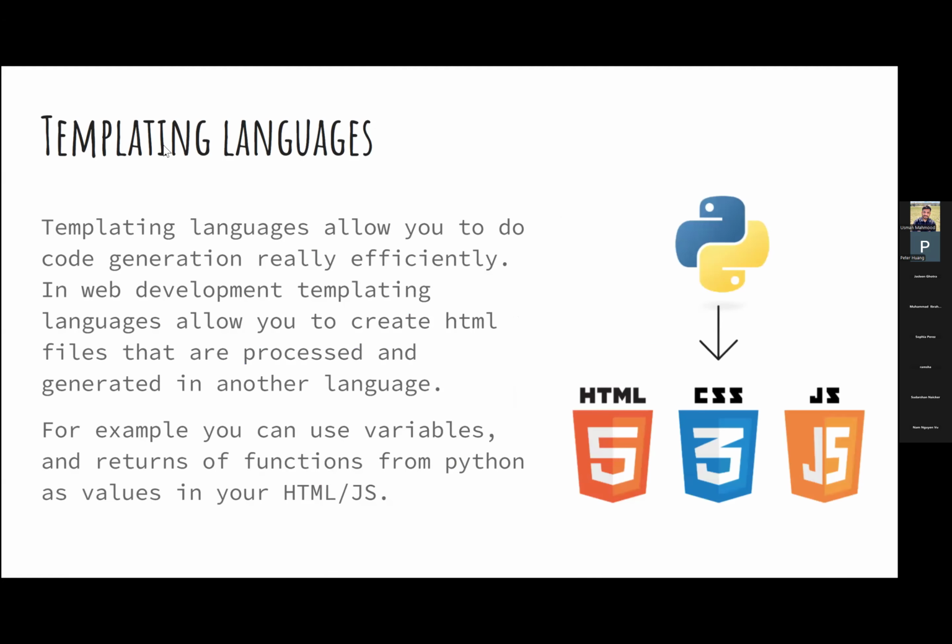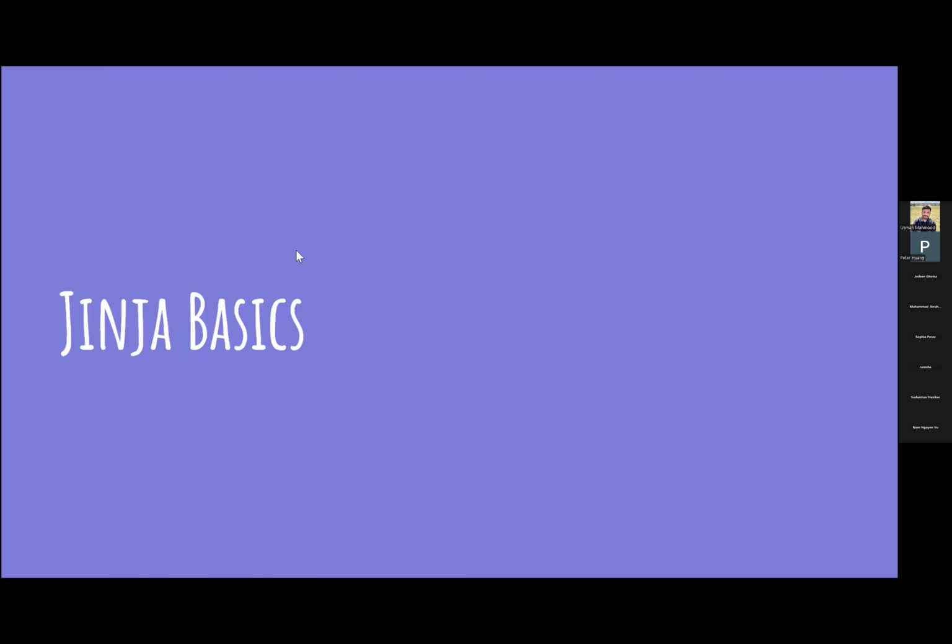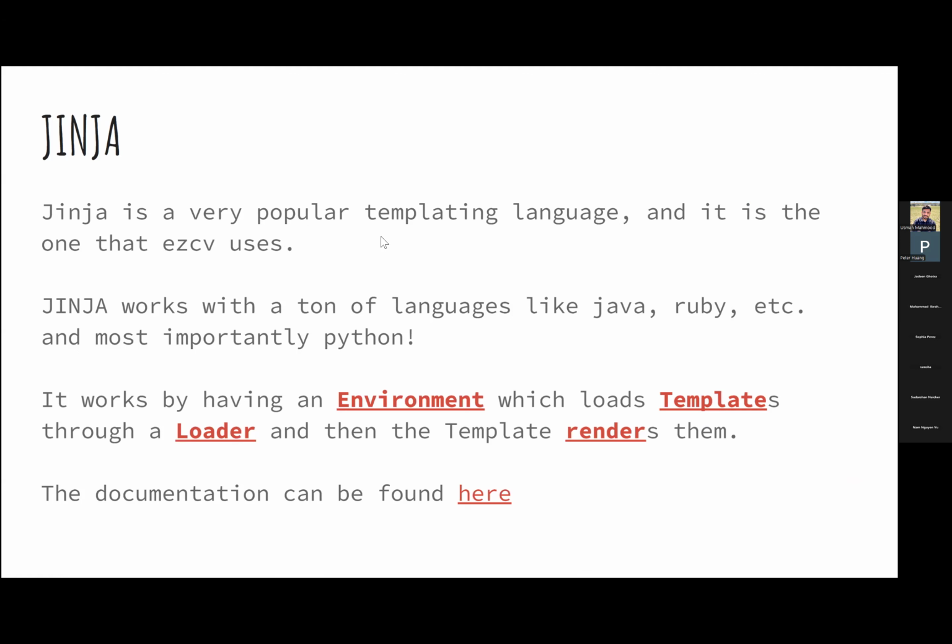Looking at templating languages, they allow you to do code generation really efficiently. In web development, templating languages allow you to create HTML files that are processed and generated into another language. For example, you can use variables and return values from Python as your values in HTML and JS. So you might have some Python conditions set up elsewhere, and you can return the value into your HTML and JavaScript component.